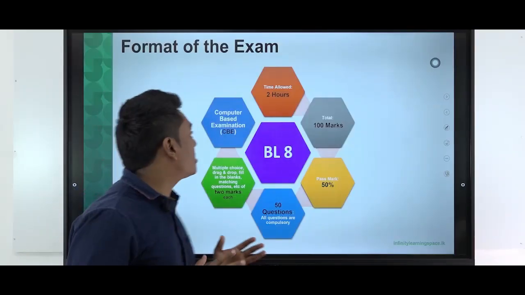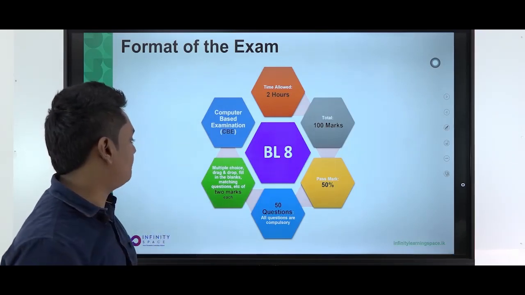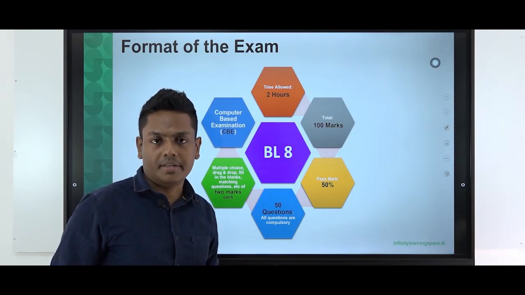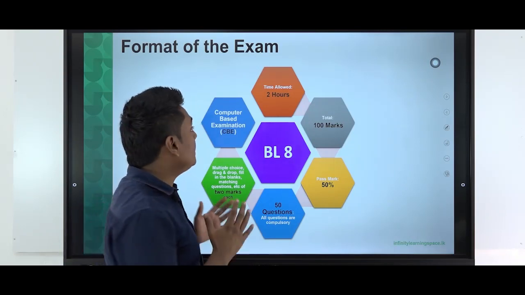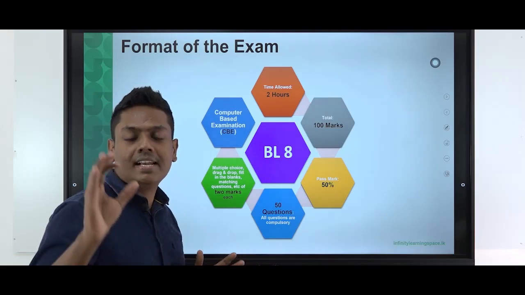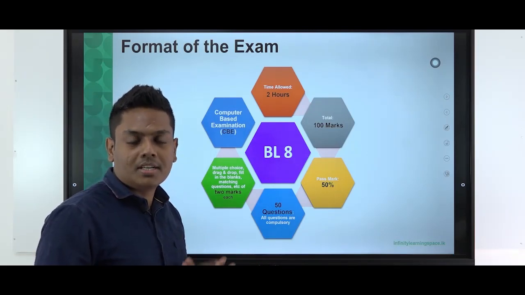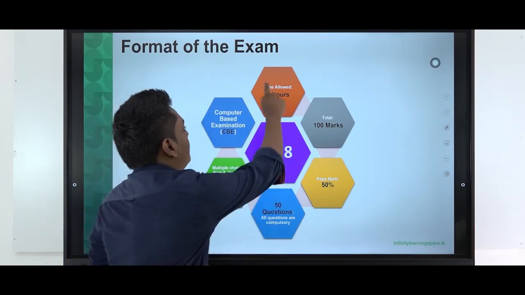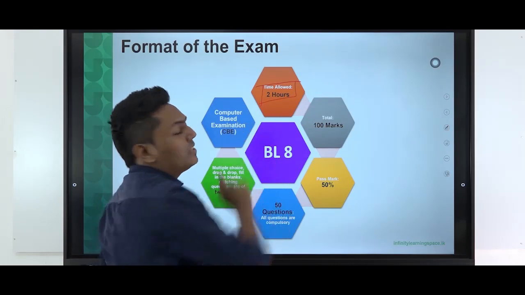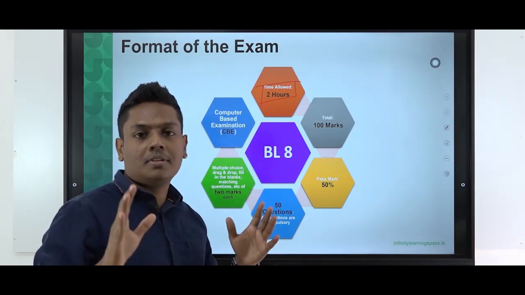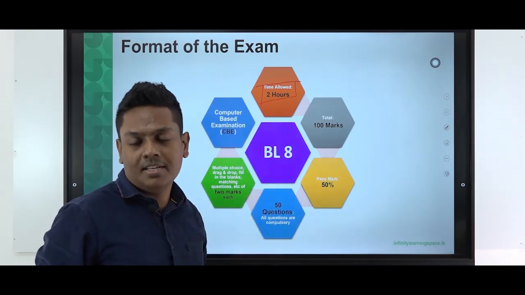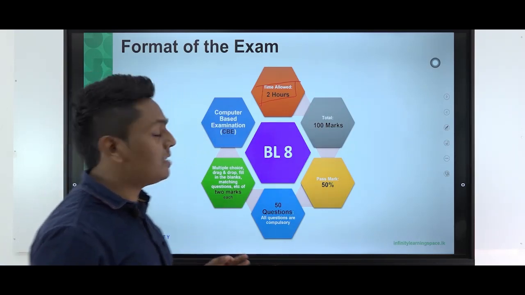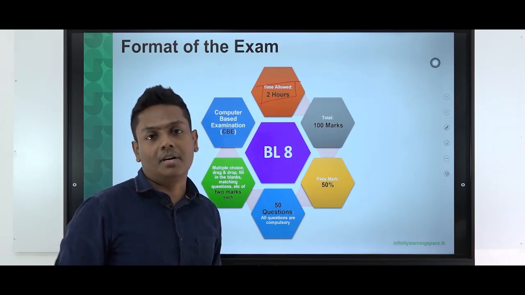Okay, now let's look into the format of the exam. This is what you must know before you attend the exam. In order to prepare yourself, you need to know the structure of the BL8 paper. So what are the things that this paper has? If you can see here, the time allowed is only 2 hours, nothing more, nothing less. So just keep in mind it is going to be a 2-hour paper. And likewise, the total marks allocated for this paper is 100 marks.